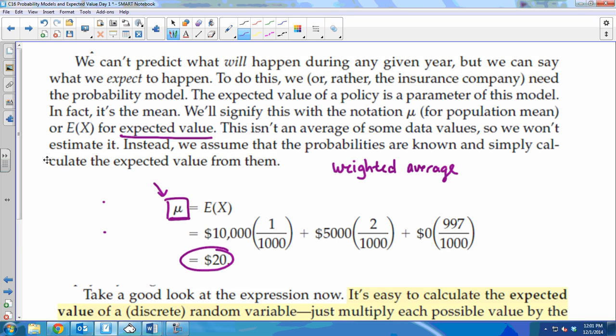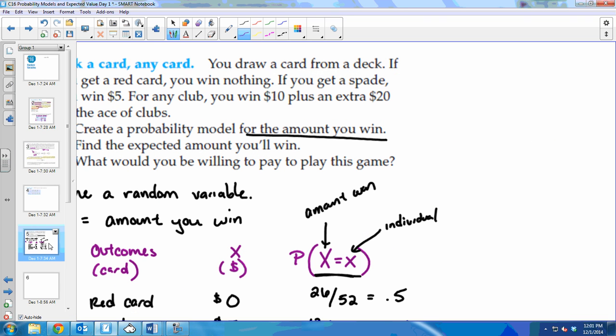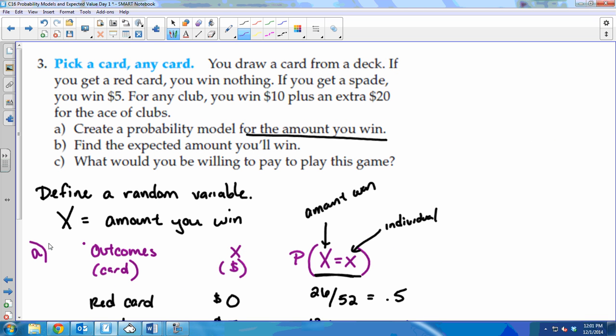Back with the card situation, again, part C is going to say, what would you be willing to pay to play this game? If it's free, I'm playing all day, I don't lose anything, right? I'm making money. Well, they're going to make you pay to play the game like they do everywhere else. So it would be nice to know what you would expect to win. That's not guaranteed, but you aren't going to pay more than what you would expect to win, right? So we're going to find the expected value.